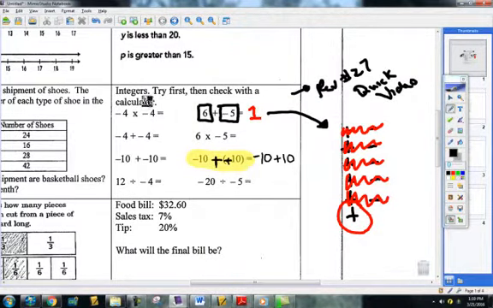Whenever you see negative, negative, I always just go ahead and put a little plus down through there, so plus, plus.